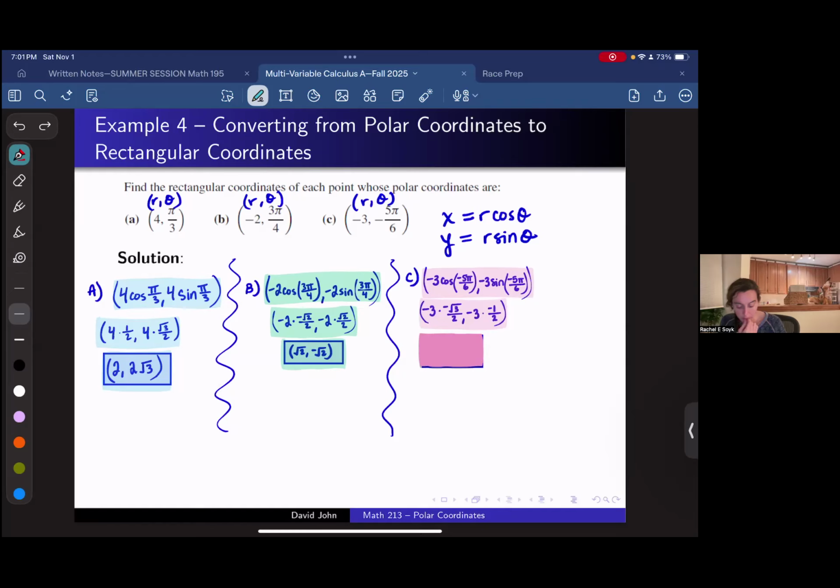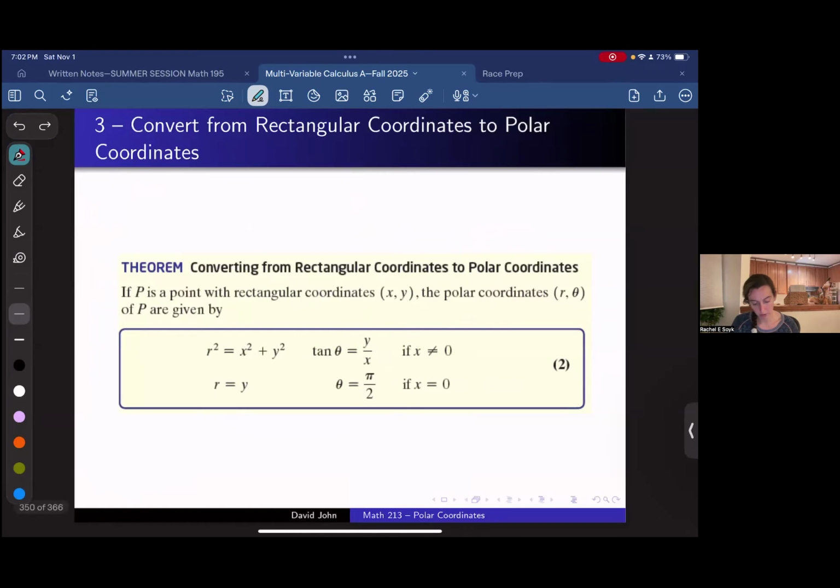Okay. Negative times a negative is a positive, and so we end up with +3 square root of 3 over 2, comma, +3 over 2. And we are done. Right. So let's keep going.